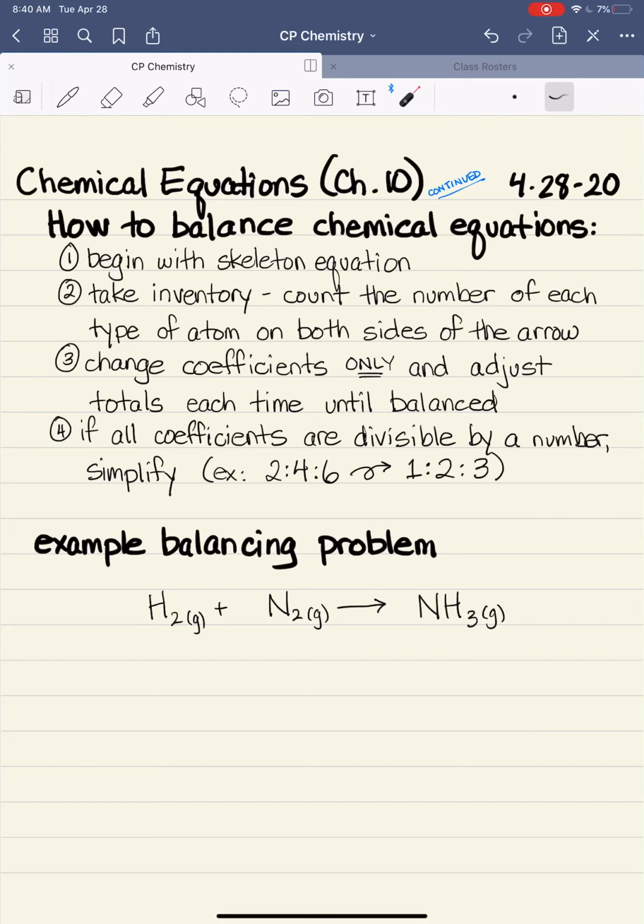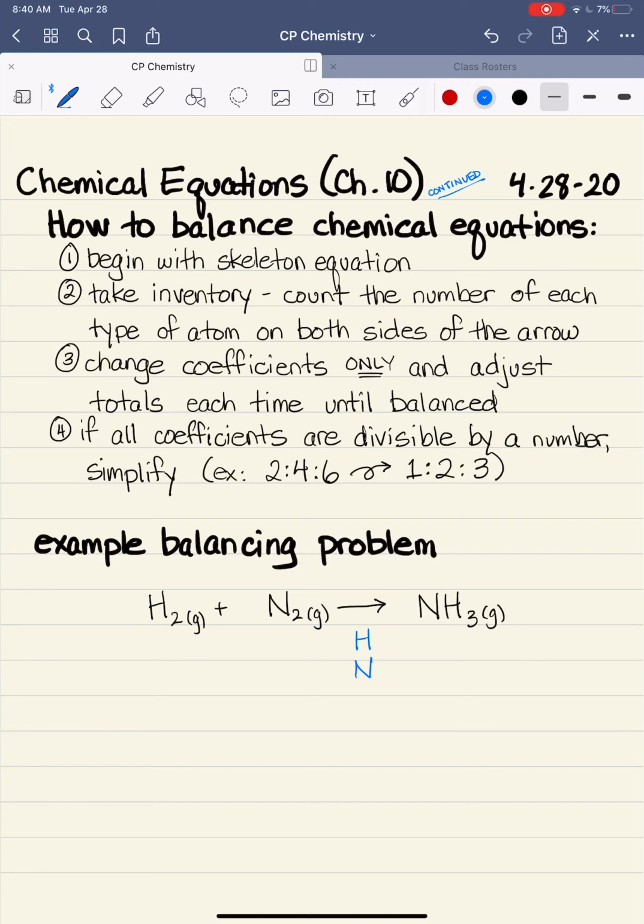All right, let me go through the process of balancing this equation. I've got here a skeleton equation, and that is what I said I needed to start with. I've got hydrogen, nitrogen, and ammonia. This is our Haber process from before, but it's a good simple equation to start with. The next thing it says to do is take inventory, so we're going to go ahead and do that. The elements I have are hydrogen and nitrogen.